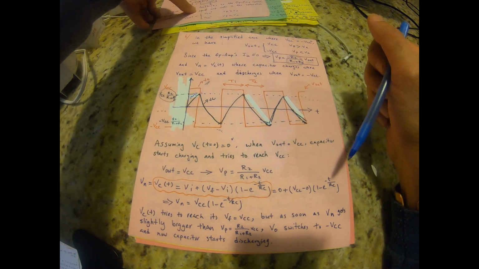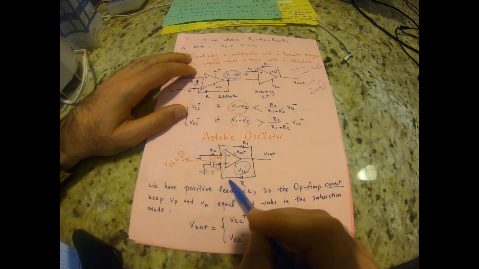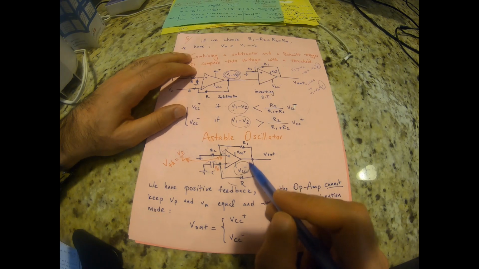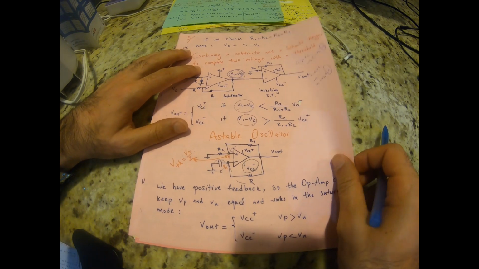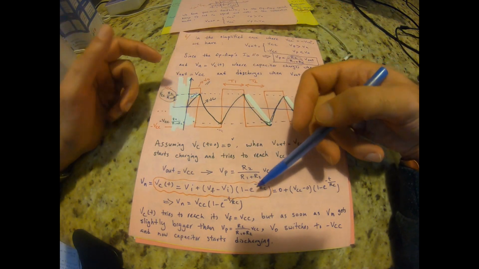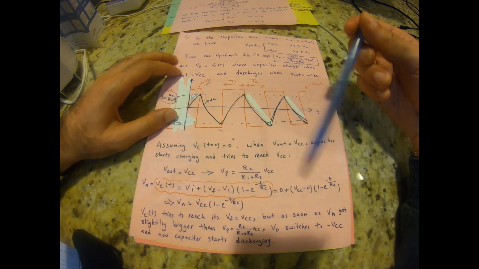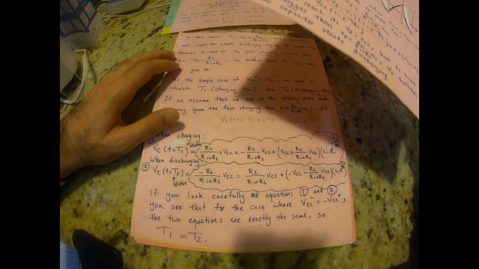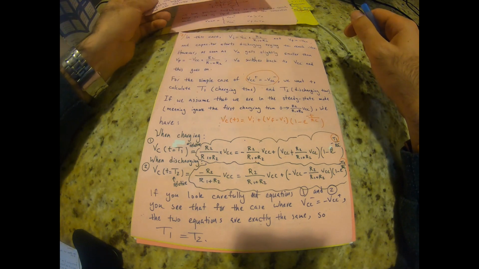Why is that? Because the time constant of charging is exactly the same as the time constant of discharging. Both of them are equal to RC. It doesn't matter what the direction of the current is. Is it going from V out to ground or from ground to V out? And if you can't believe this, you can actually write the equation and find the times T1 and T2, which is what I did here.